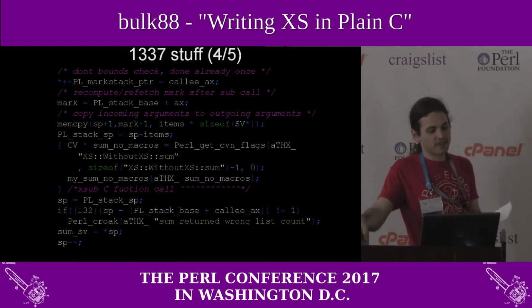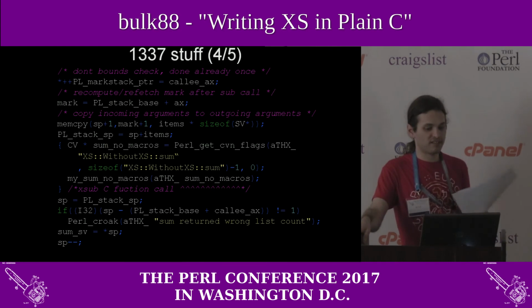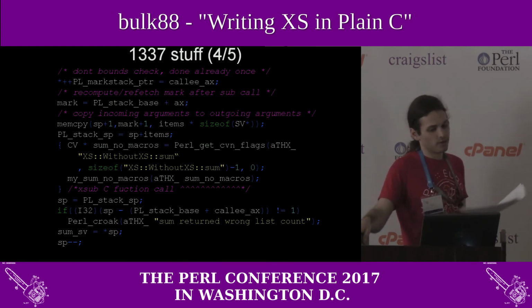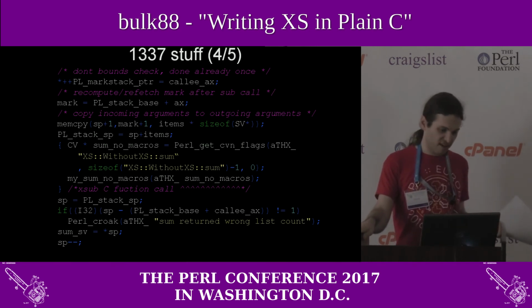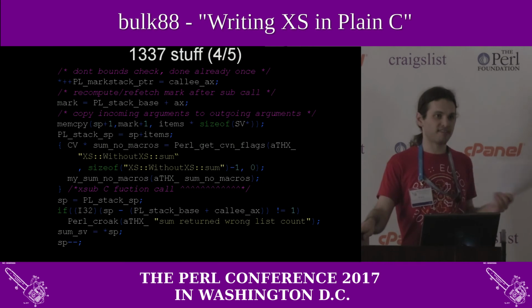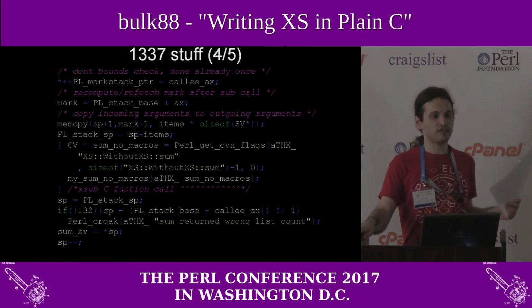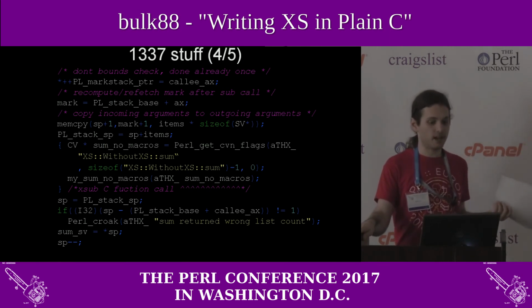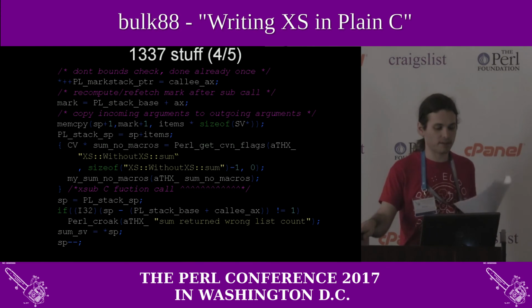We have to again recompute the mark pointer because we don't know if our child call reallocated the Perl stack. We then again copy our incoming section of Perl stack to the outgoing section of Perl stack with a memcpy, because every single child call wipes all the arguments that you send it, because the same exact zone that is used for outgoing arguments is used for incoming arguments or returned arguments.